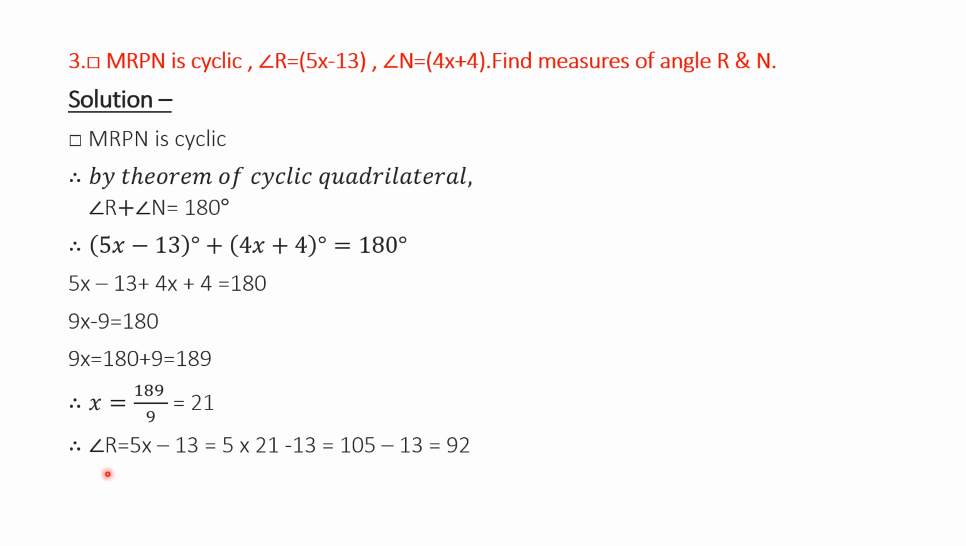Now angle R is equal to 5x minus 13. It is given. Here in this place replace the value of x, that is 21, and we can write 5 into 21 minus 13 is equal to 105 minus 13 is equal to 92. So the measure of angle R is 92. Similarly, we can find the measure of angle N. 4x plus 4 is equal to 4 into 21 plus 4 is equal to 84 plus 4 is equal to 88. So we have got both the values. Angle R is equal to 92, angle N is equal to 88.